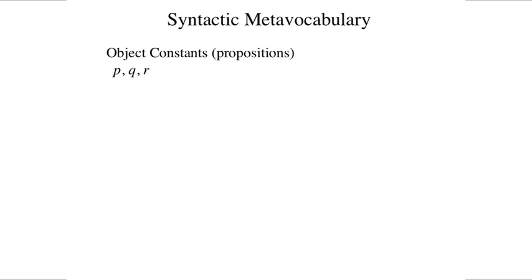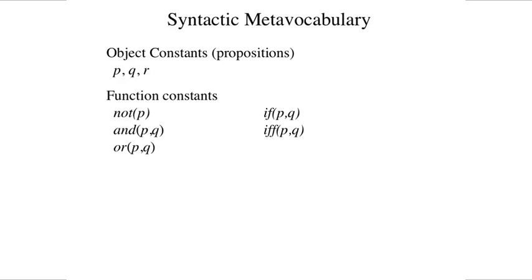In what follows, as I said, we're going to make each proposition constant in our propositional language an object constant in our Herbrand logic formalization. For example, if our propositional language has relation constants p, q, and r, then we will use p, q, and r as object constants in our Herbrand logic formalization.